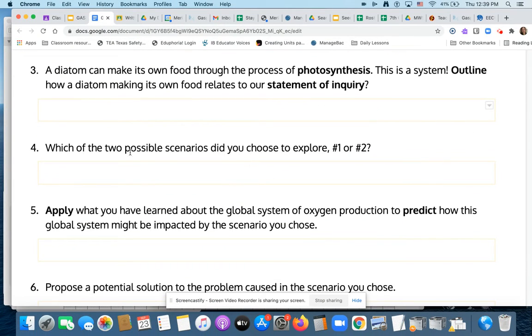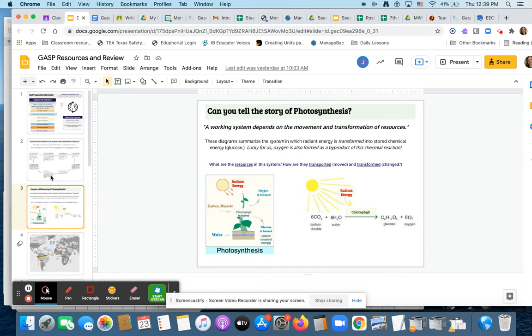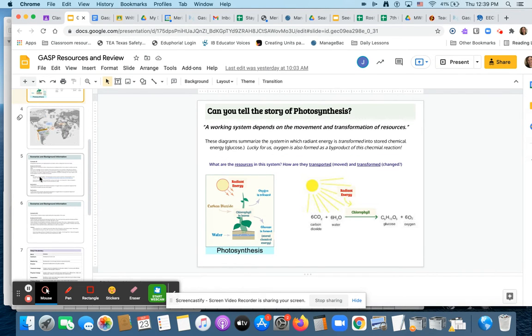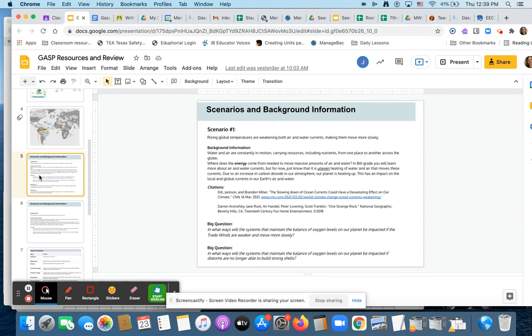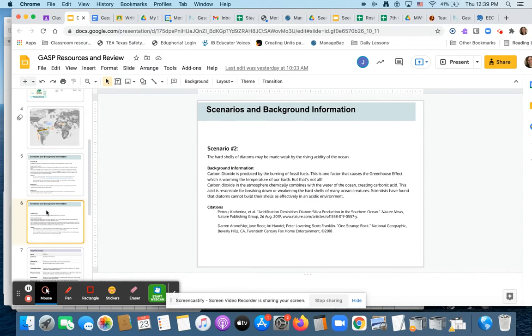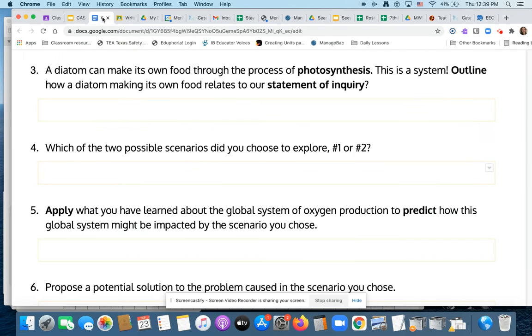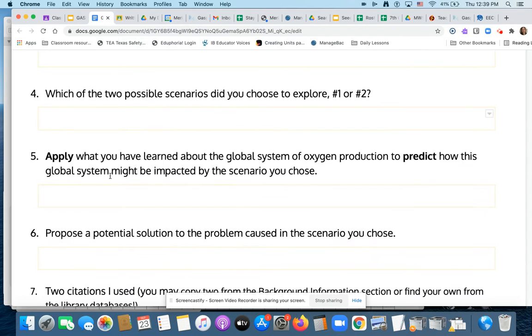All right, number 4. Which of the 2 possible scenarios did you choose to explore, 1 or 2? And again, they're right here in your resources, scenario 1, scenario 2. For this question, all you have to do is write 1 or 2.